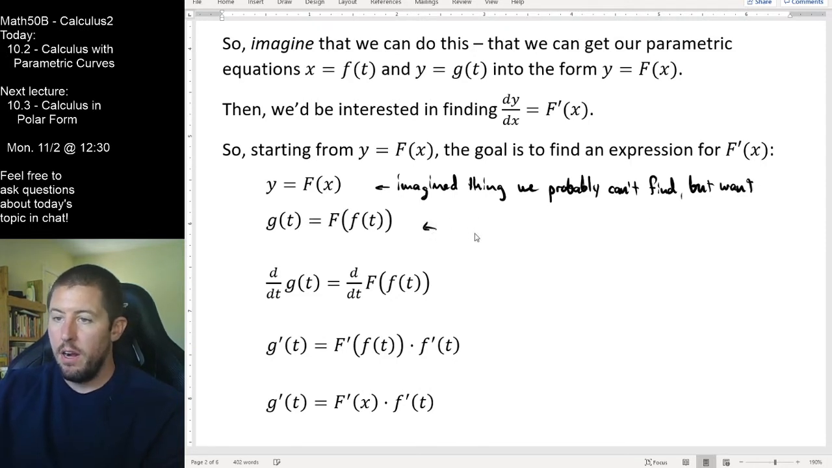In this line right here, all we said was that y is g of t and that x is f of t, right? That was just how we defined our parameterization. So all I did is subbed in for x f of t and for y g of t. Our goal here was to find f prime of x. So what I'm going to do is I'm now going to take my derivative of both sides with respect to t.